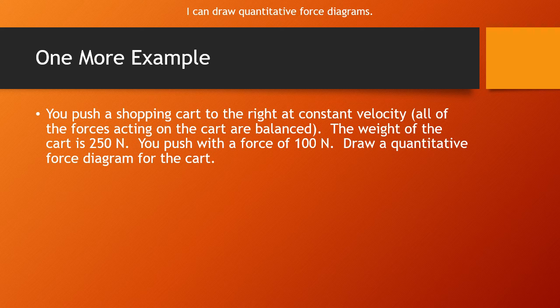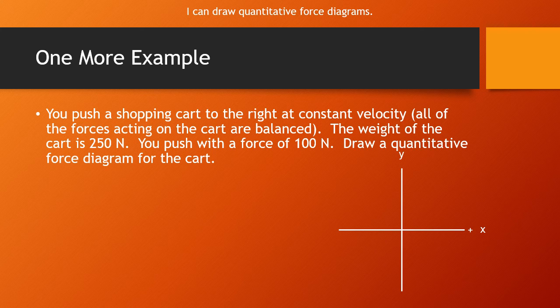All right, so we're asked to draw a force diagram. Yes, quantitative, but a force diagram nonetheless. So I need to start by drawing on my axes like we always do, and labeling them X and Y, and then we want to define our positive directions. Because the cart here is moving to the right, notice it says we push a shopping cart to the right at constant velocity.